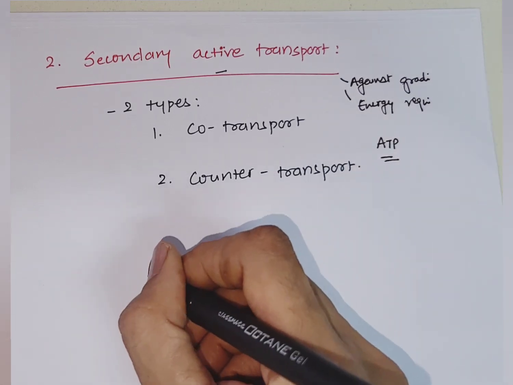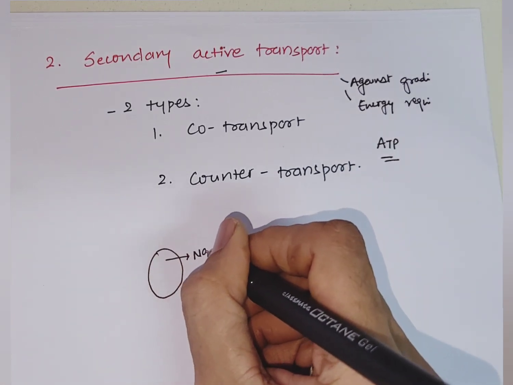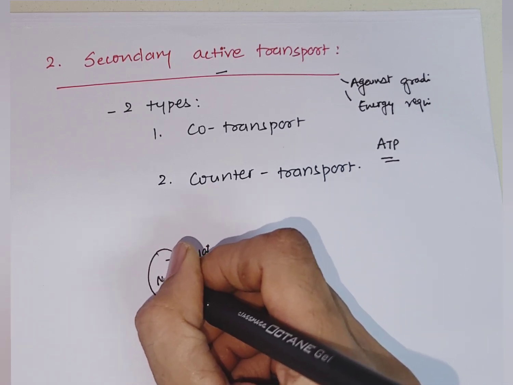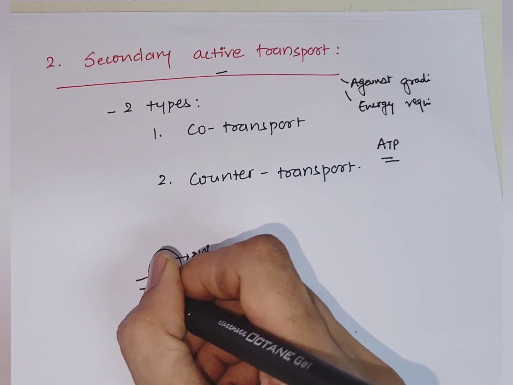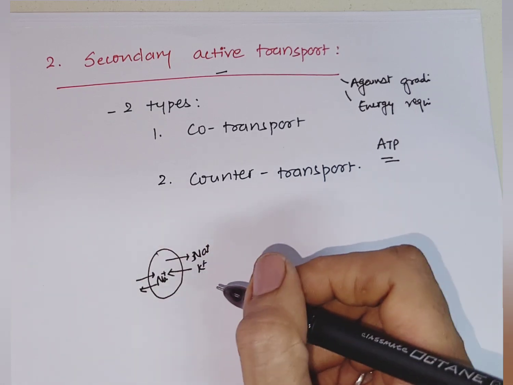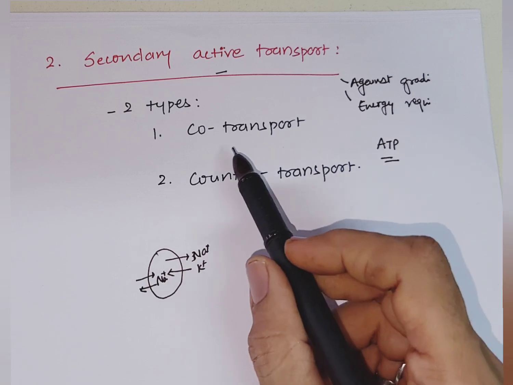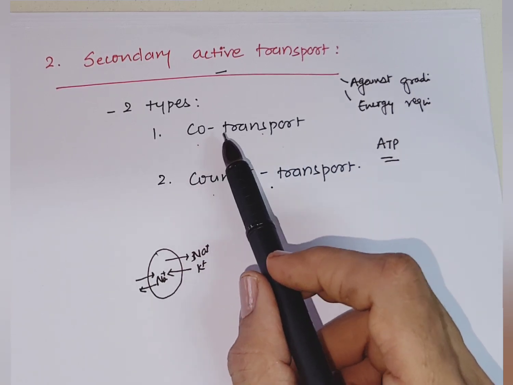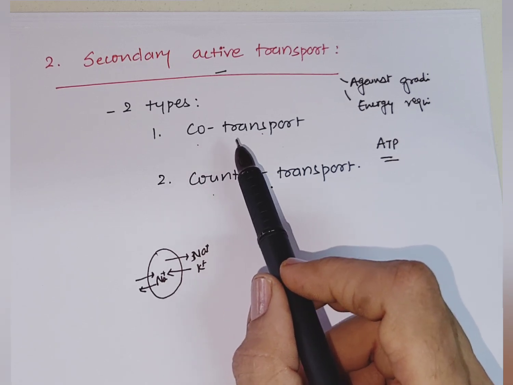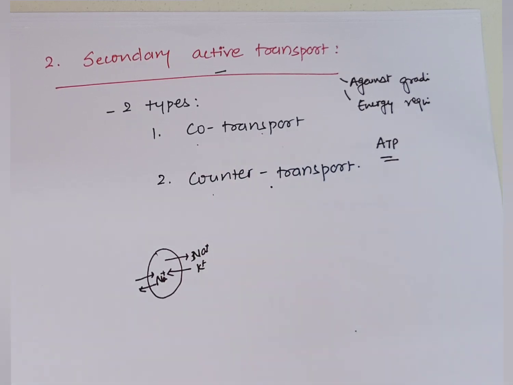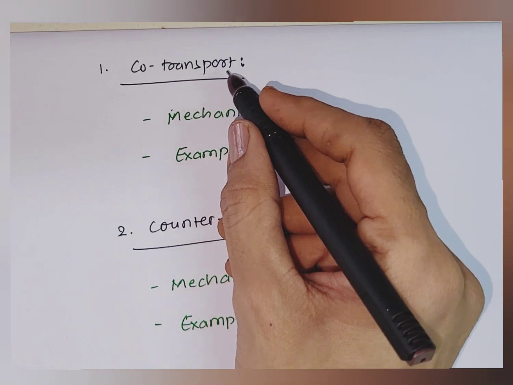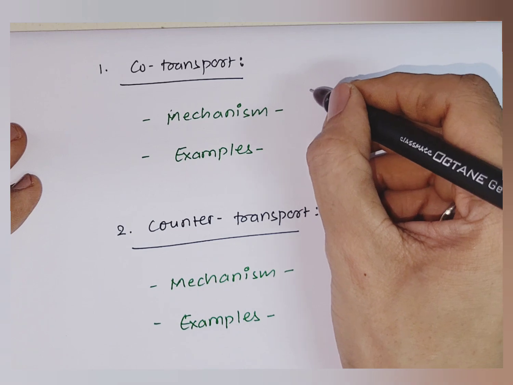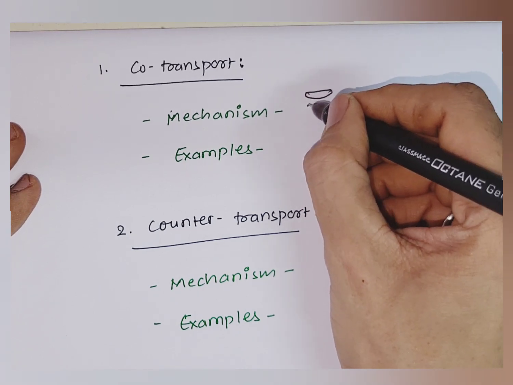For example, suppose here is the sodium potassium pump, 3 sodium out, 2 potassium in. Because of that, sodium concentration decreases, and that causes transport of other substances. This is secondary active transport. It is again of two types, co-transport and counter-transport. Co-transport means both substances are transported in the same direction, and in counter-transport they are transported in opposite directions.